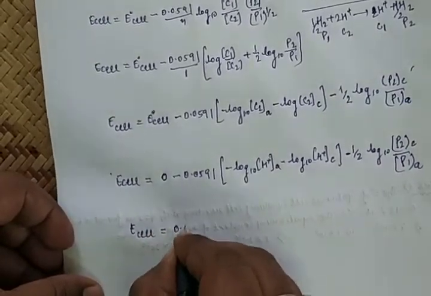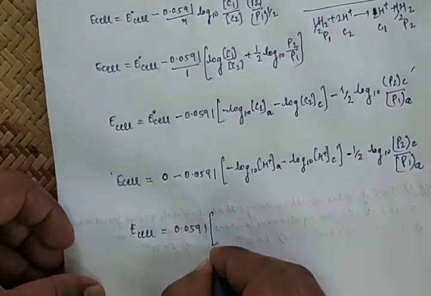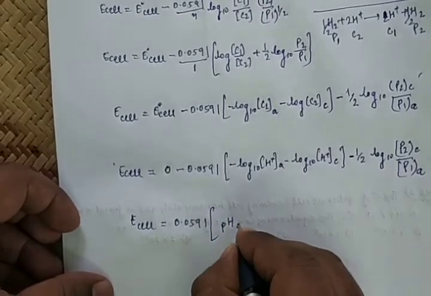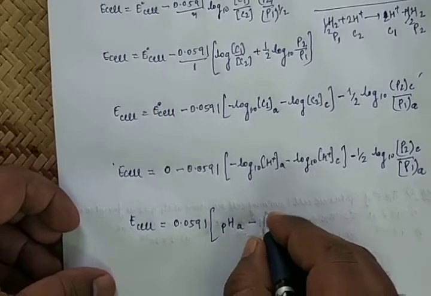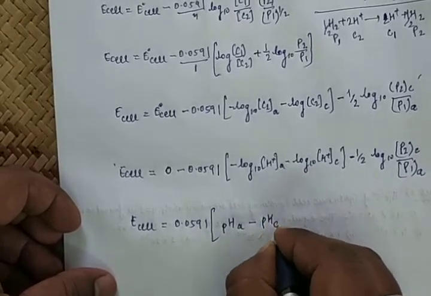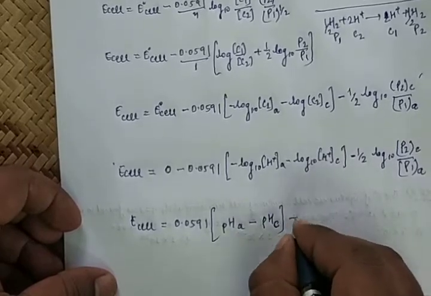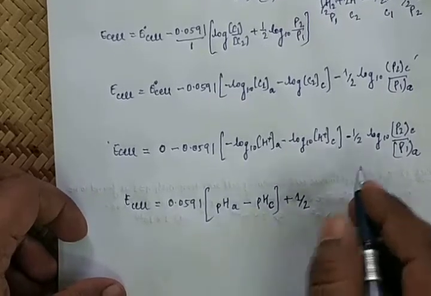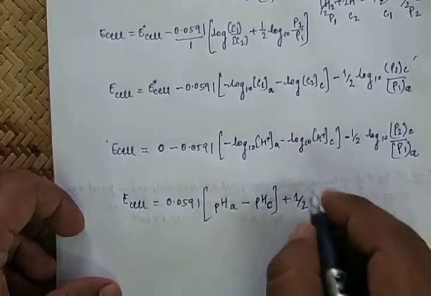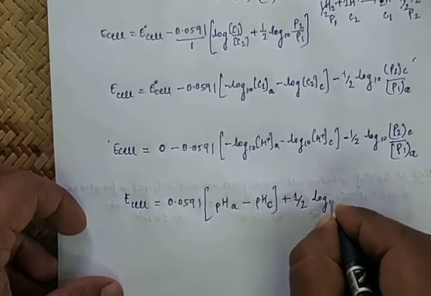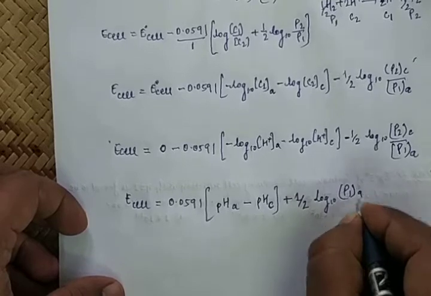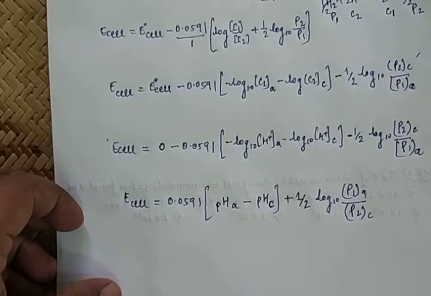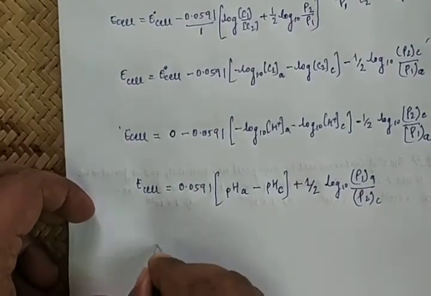So E cell is equal to 0.0591, and this is pH value, pH of anode, and this is pH of cathode. Clear? And there is a plus sign, which means this converts to that side and that converts to this side. So log of base 10 is P1 anode upon P2 cathode. Simple. Clear, students?